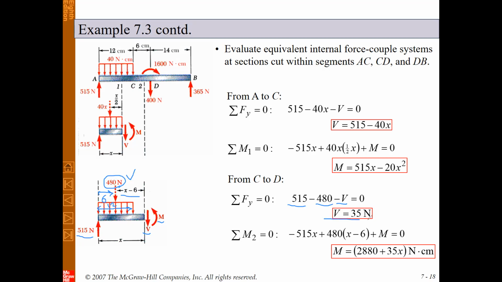As you can see, the shear force again is a constant value because there is no distributed load in this area for x between C and D. The bending moment can be calculated from the moment equation about this point. We will have one moment due to this force 515 multiplied by its arm, which is x, a moment due to this 480 multiplied by its arm, which is x minus 6, and finally the bending moment m. And if you simplify this, again you can obtain the bending moment as a function of x this time. Okay, so this is similar to the previous example.